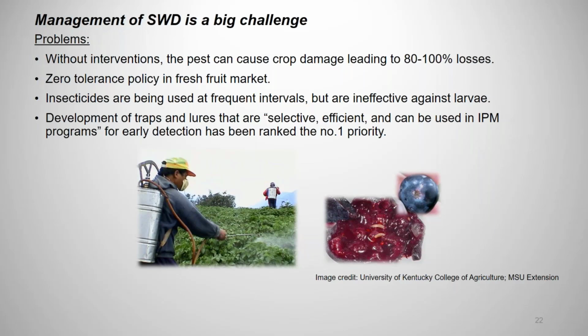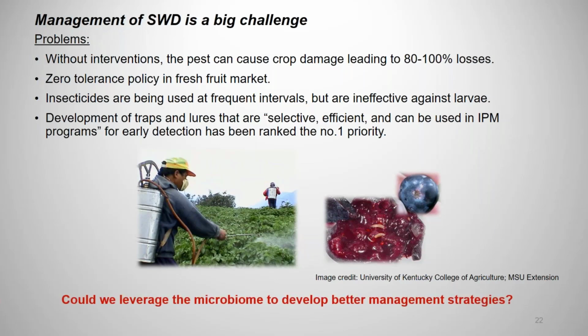However, to do that, you need to have a good monitoring system, meaning that you can detect SWD when the population is still low. The development of traps and lures that are selective and efficient is still not there, and it has become one of the number one priorities agreed by many of the IPM experts. So there are many issues dealing with SWD. The management is still suboptimal, and we need a better strategy than constantly spraying chemical insecticides.